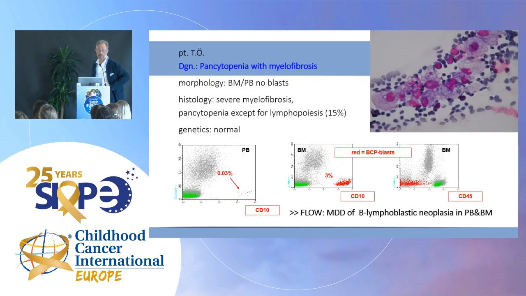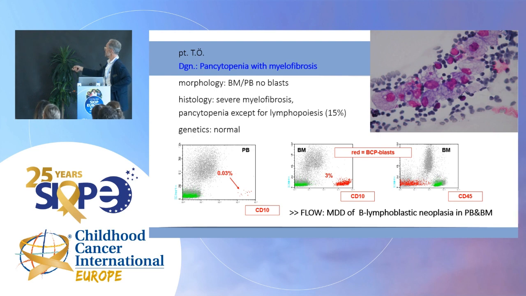Next situation. We had a case of pancytopenia with myelofibrosis. You would say, okay, it's coming from the MDS situation. Histology, really severe myelofibrosis, also in biopsy. It was pancytopenic. And what we found, actually, we found B-cell blasts in the periphery.